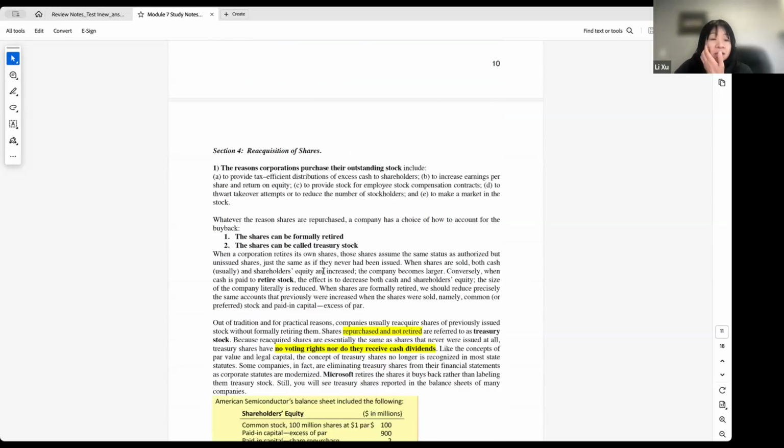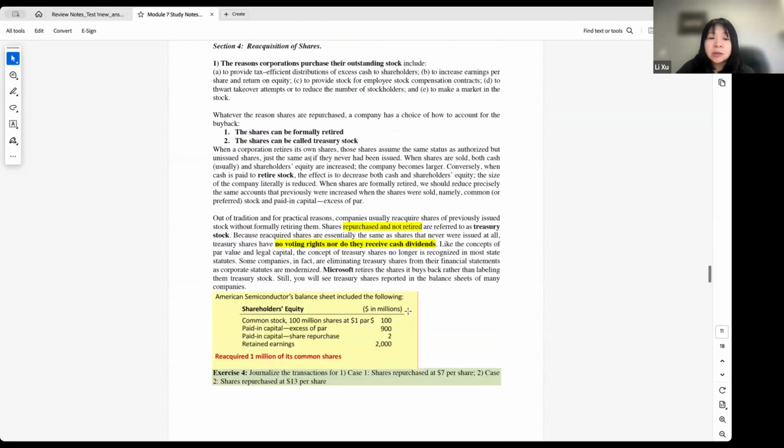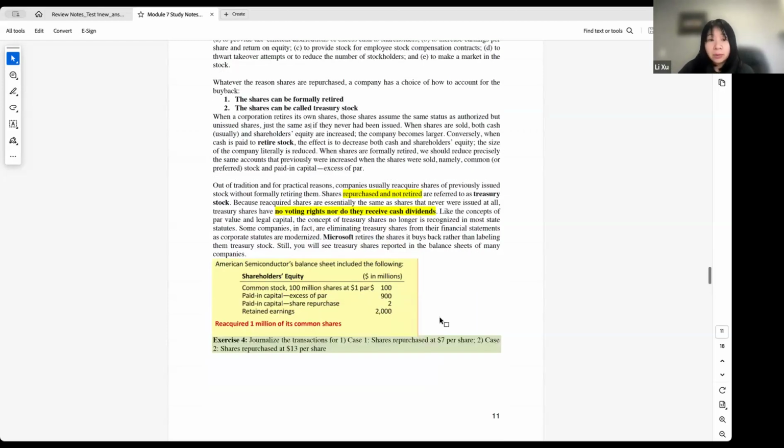All right. Section number 4, treasury stocks. Very, very, very important. 100% going to be tested. In this class, we talk about two ways to reduce shares outstanding. You can retire the stock or you can buy it back. We call it a treasury stock. For the test, we will only test the treasury stock. We're not going to test the retired stock.